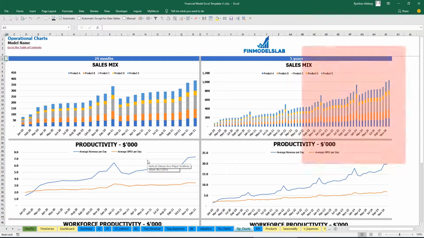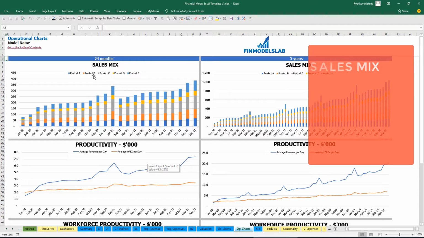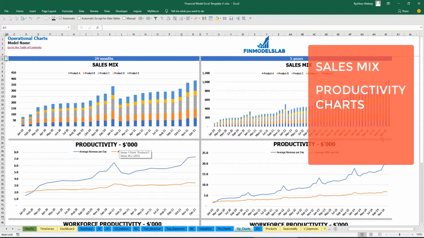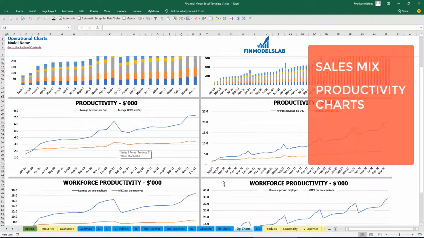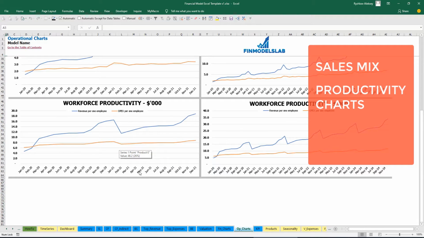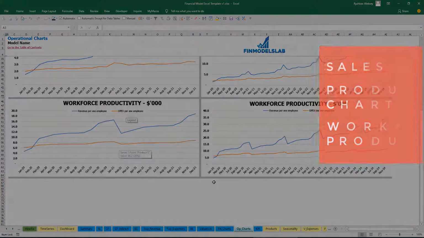On the operational charts you may see the sales mix, which is count of sold units by products, and productivity charts, which is average revenue per day and average OPEX per day, broken down by 2 years and 5 years by months. Also here you may see the workforce productivity, which is revenue per employee and OPEX per employee.